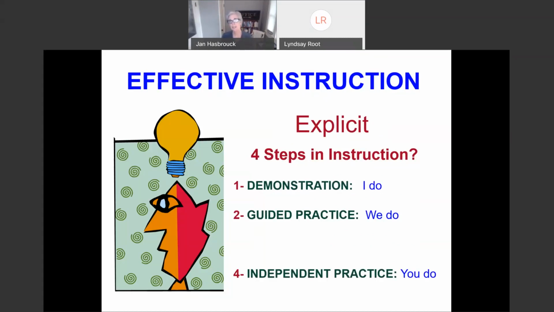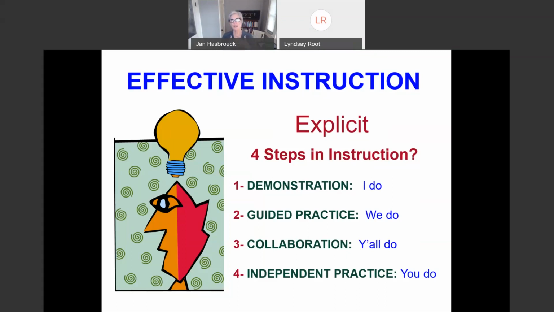With these 3 components, there are some of us who are looking at even newer research that suggests that it may be valuable, and very likely is valuable, to add a 4th step in here between guided practice and independent practice. And some of us refer to that as the collaborative step, or the y'all do.